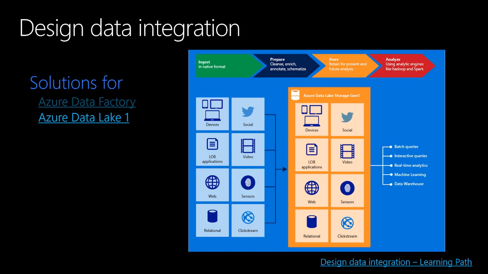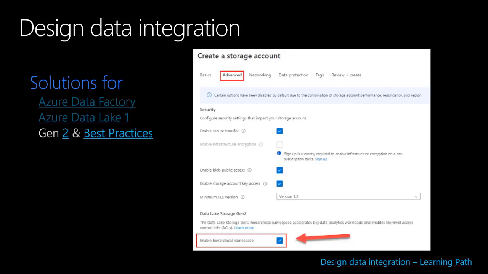Data Lake Storage Gen 1 uses Azure Active Directory for authentication and access control lists to manage access to your data. Data Lake Storage Gen 2 converges the capabilities of Azure Data Lake Storage Gen 1 with Azure Blob Service. For example, Azure Data Lake Storage Gen 2 provides file system semantics, file-level security, and scale.